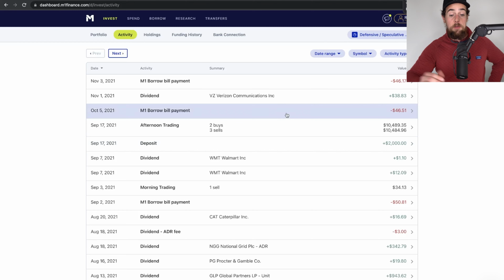You can see the bill payment for my M1 Borrow as well being automatically deducted every single month. So basically what it does is it sells a small amount of whatever stock I'm overweight in and puts that money towards the interest payment automatically on my M1 Borrow.